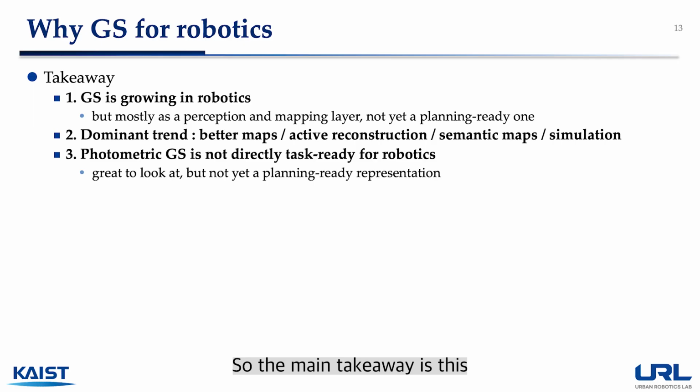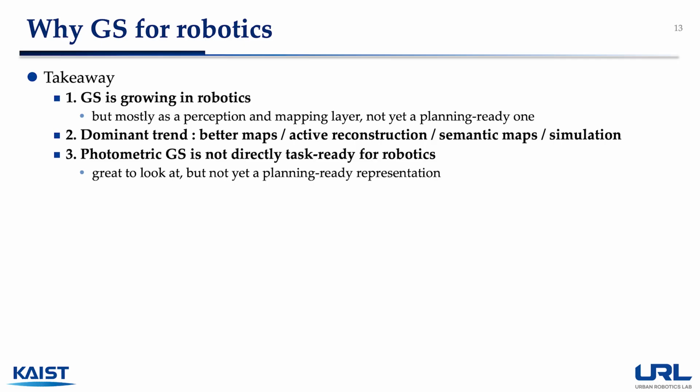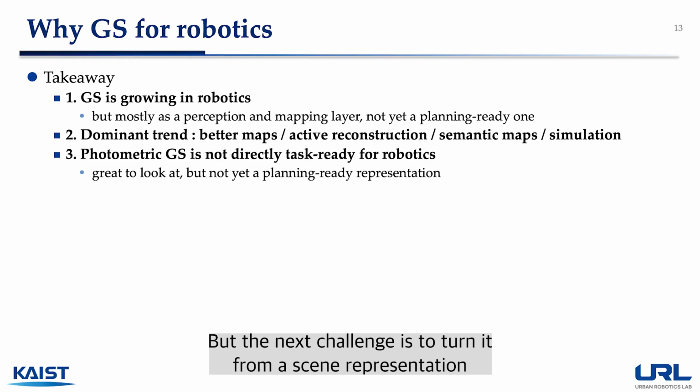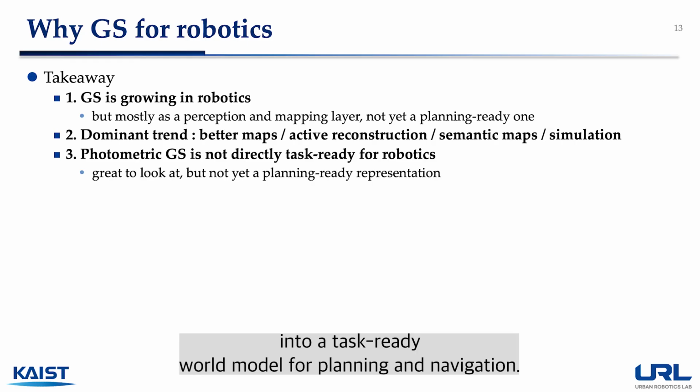So the main takeaway is this: Gaussian splatting is becoming important in robotics, but the next challenge is to turn it from a renderable scene representation into a task-ready world model for planning and navigation.